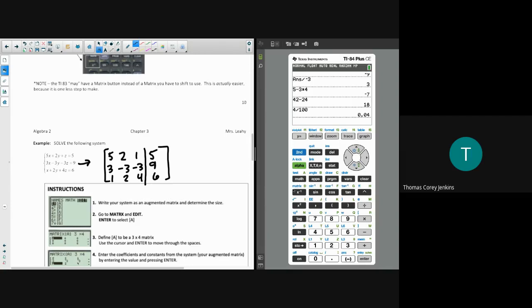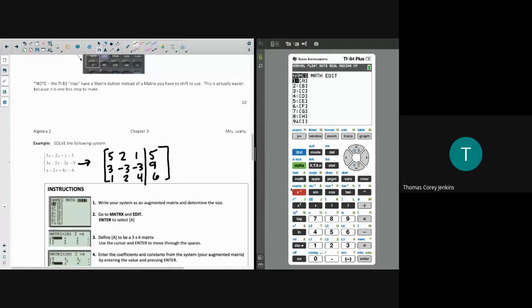Okay, notice on your calculator the word matrix is above the inverse of x button, or x to the -1. So everything we want to do is in there. First thing you want to do is enter your matrix. So you go to second, x -1, and that takes you into your matrix menu. I'm not going to hit enter. I'm going to go over to edit. And I'm going to enter this as matrix A.